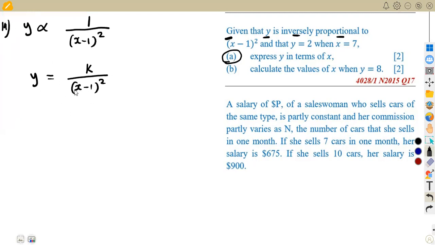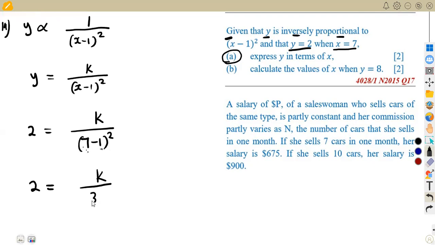From there, we can calculate the constant. We are given y when x is equal to 7. So you're simply going to substitute the value of y that you are given: 2 is equal to k over x, in this case 7. So you're going to have 7 minus 1 squared. So 2 is equal to k over 7 minus 1 squared. We simplified this previously: that is 6 squared, which is 36. So we can find the value of k.